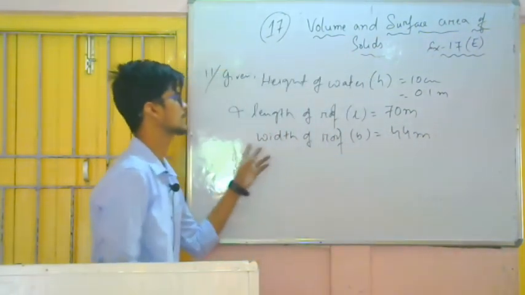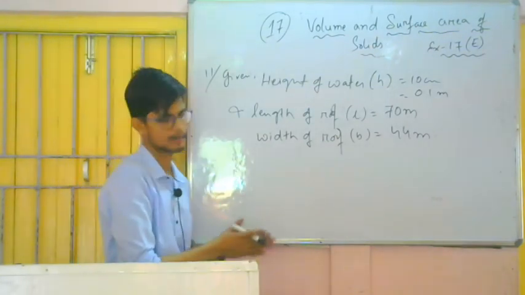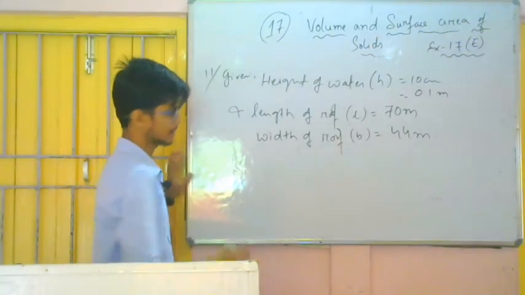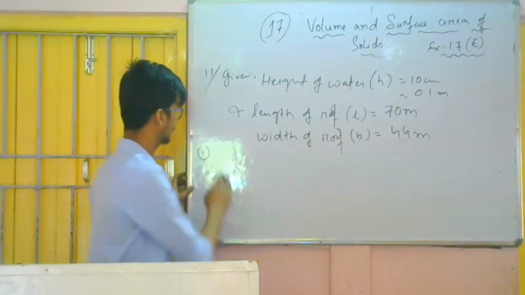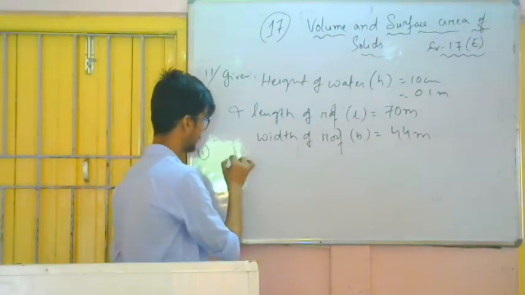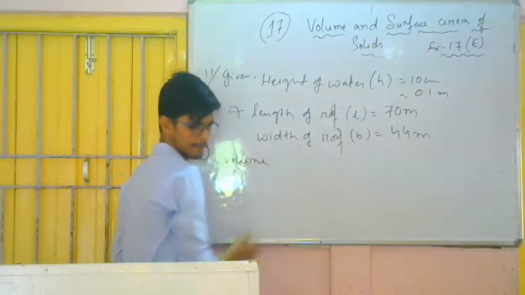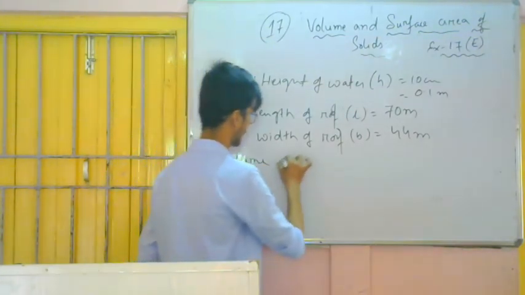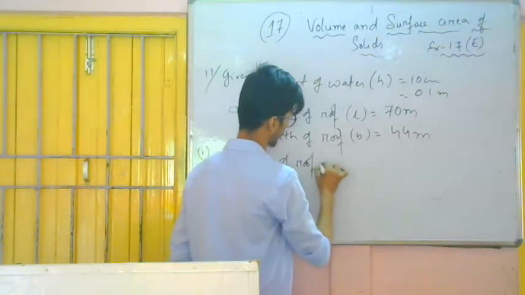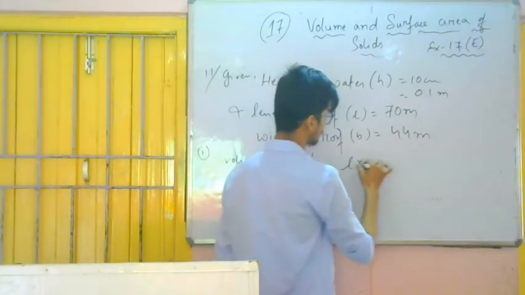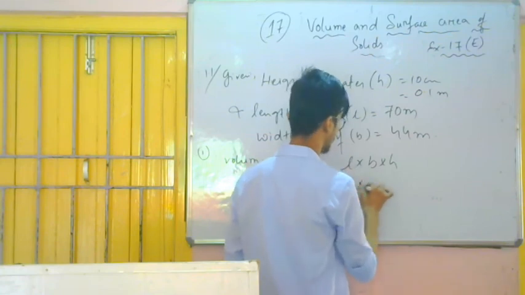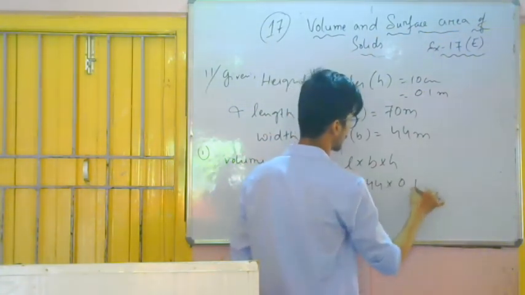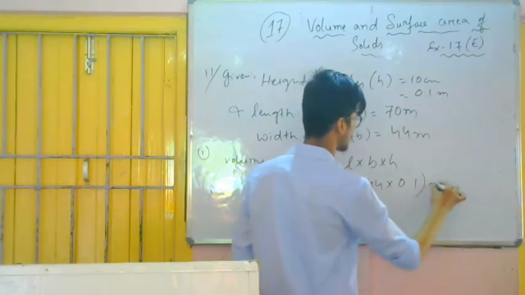So volume, you see, it is a cuboid shape. So easily I can find the volume. So Roman number 1. Therefore, volume of the roof is length into breadth into height. Length is 70 into 44 into 0.1. Unit will be meter cube.